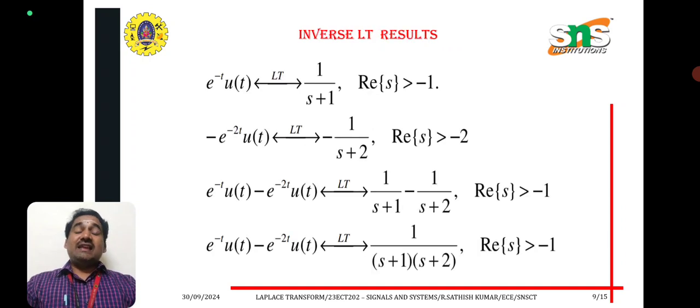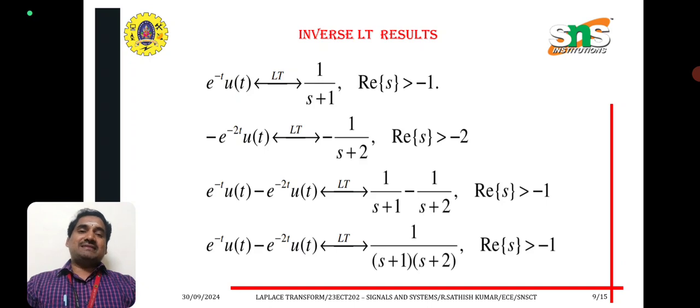Next, these are the inverse Laplace transform results. E power minus t into u of t, Laplace transform is 1 divided by s plus 1, real of s should be greater than minus 1. Minus e power minus 2t into u of t, Laplace transform is minus of 1 divided by s plus 2, real of s should be greater than minus 2.